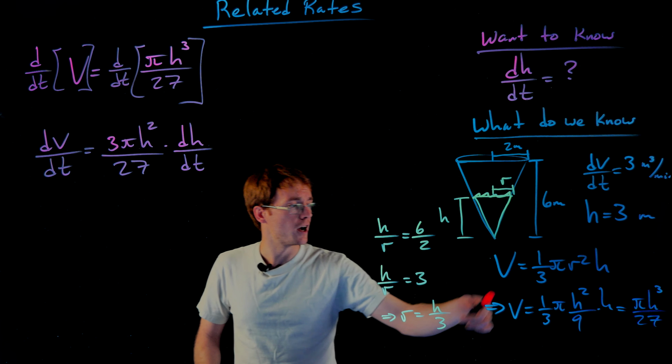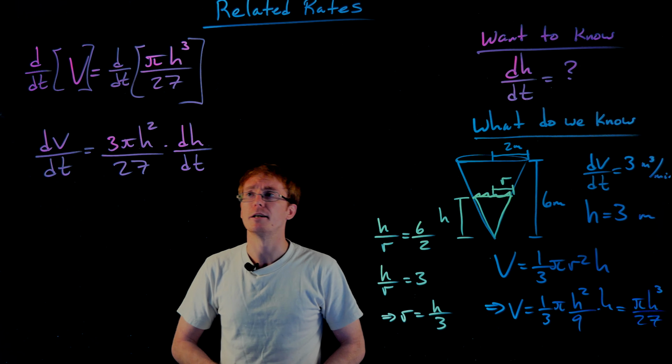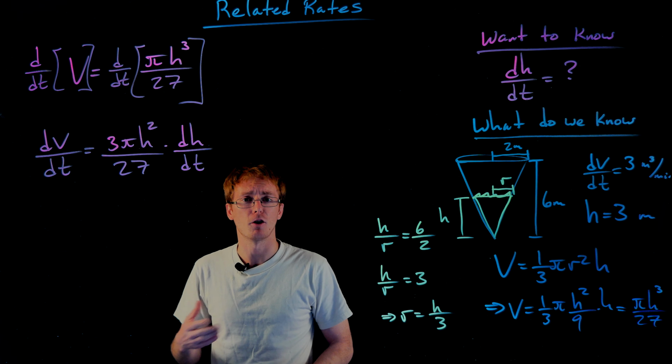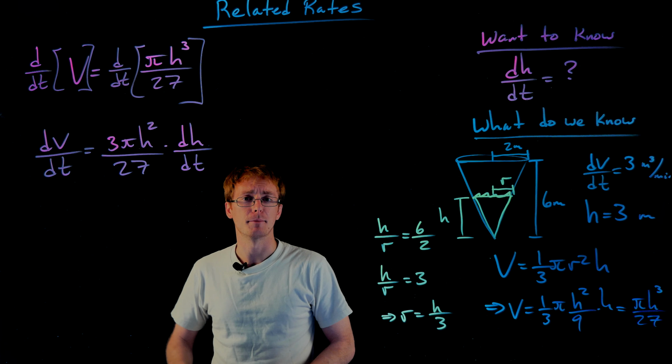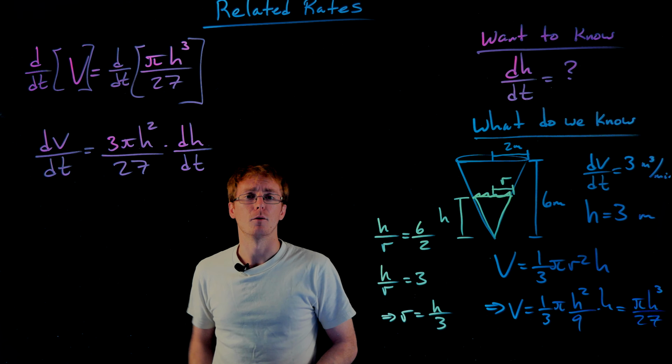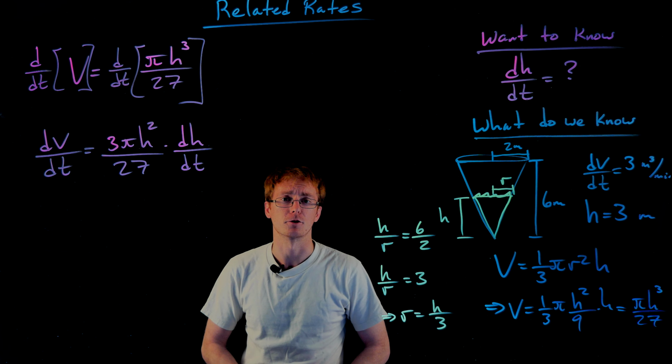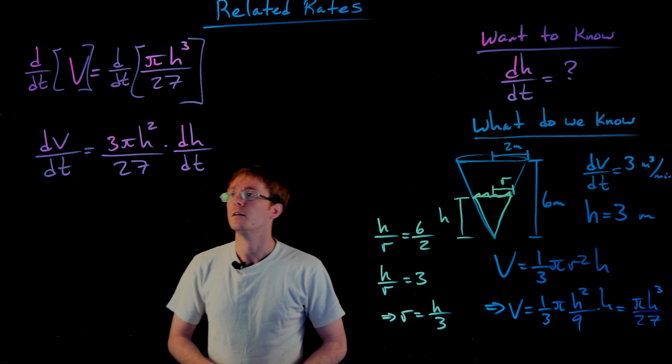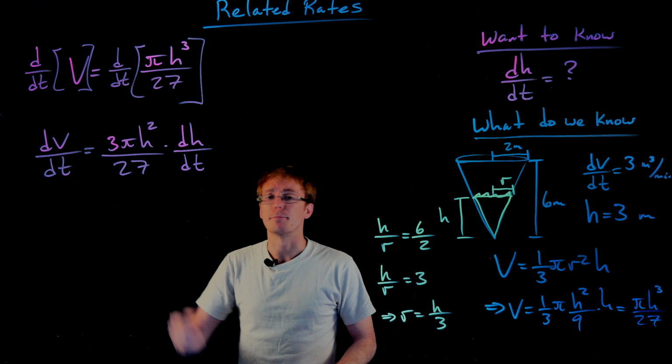If we had not taken the time to rewrite our volume equation in terms of just h, but involved both r and h, that's where we'd be at one of those points where we'd see we don't have enough information to progress any further. So we have to go back and figure out what to do. But we know what to do here. We just got to plug in our values.